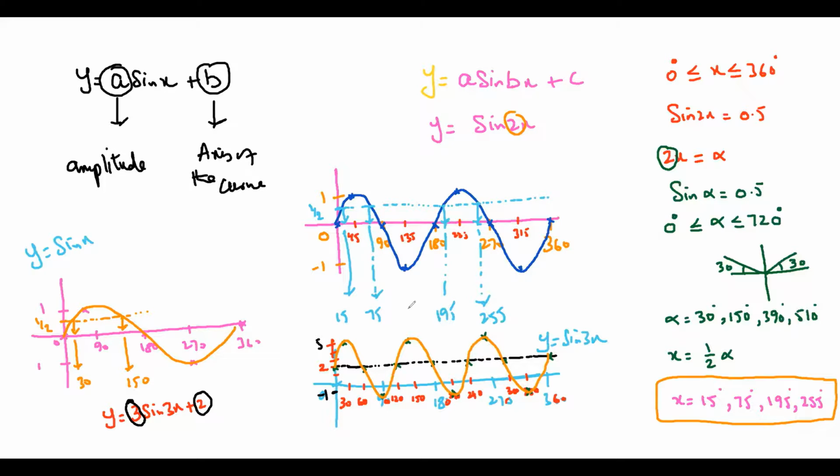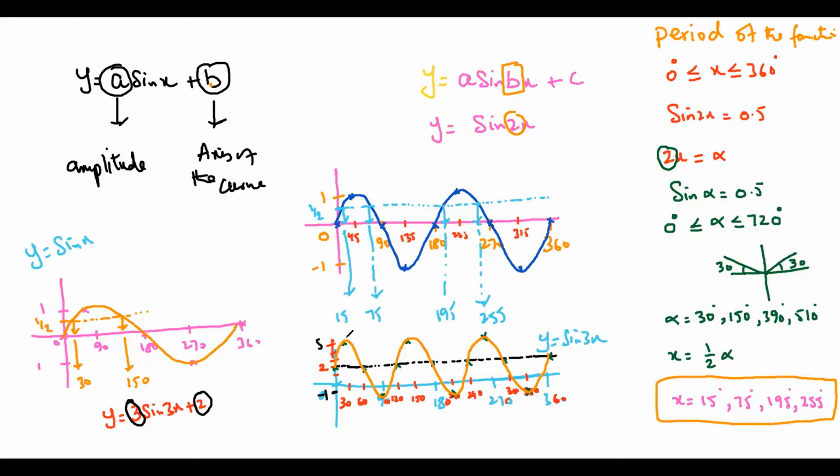Now I should tell you what this B represents over here. You know that A is the amplitude, and this C is the axis here. What does this B represent? Remember, this B tells you about the period of the function. This is the first time I'm using this word in this lesson, the period of the graph or the curve. Period means the interval in degrees in which your curve completes one wavelength.